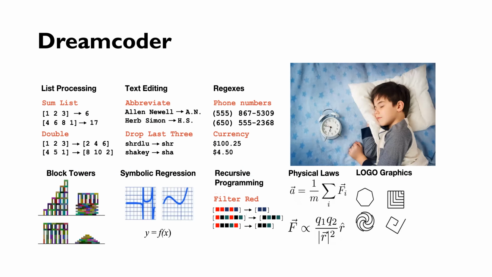So what Kevin Ellis and Armando and Josh Tenenbaum and co-authors showed is that this general idea can be applied to do some very exciting things, starting from a really basic lambda calculus, which is essentially the simplest functional programming language that exists. You can come up with reusable primitives for a whole bunch of different kinds of tasks, like list processing and text editing and regex and symbolic regression, physical laws, graphics, and so on and so forth.